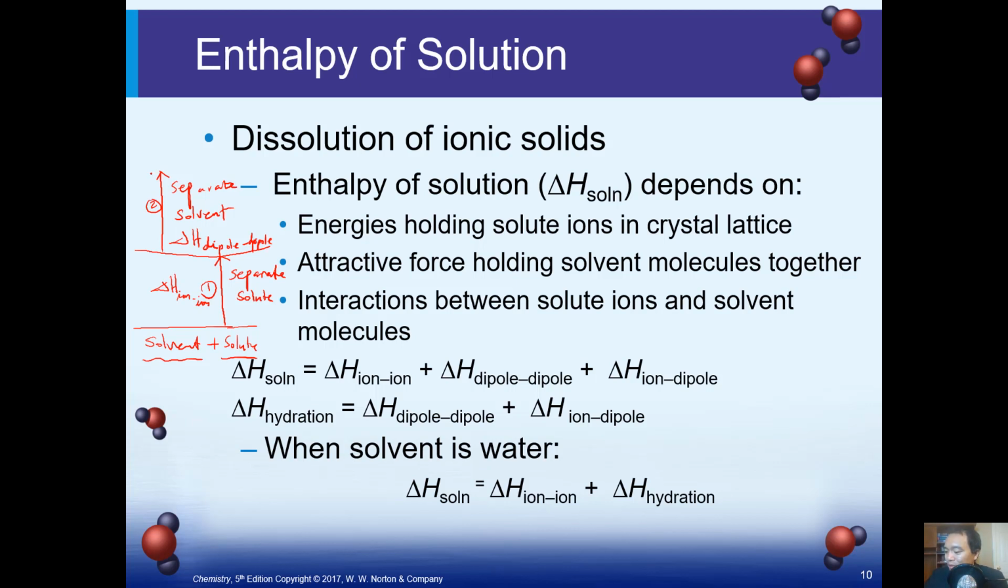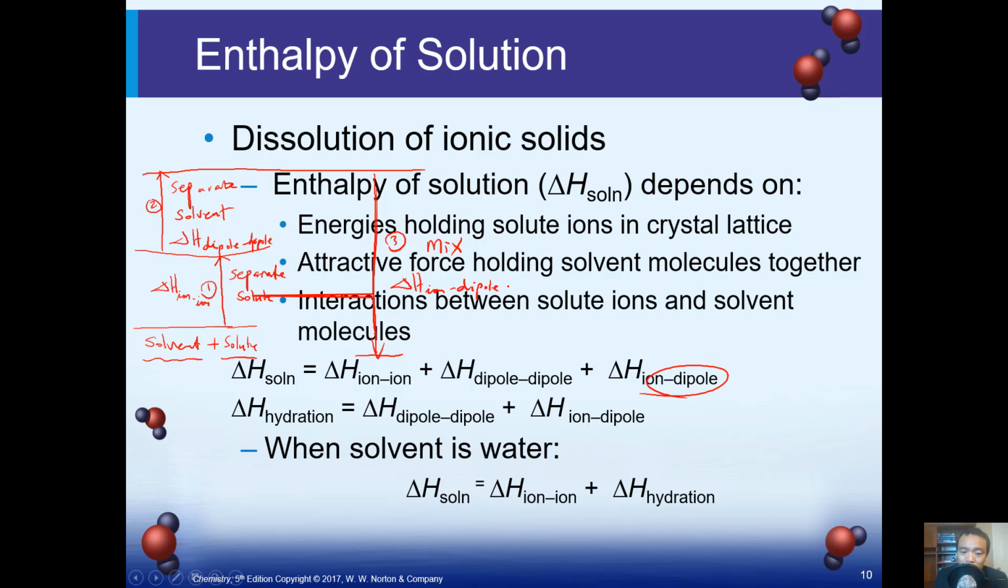Then the last step is, since you have separated both the ions and the solvent molecules, now you can mix them together. So the last step is delta H for the mixing. Since when you mix, you form ion dipole. So that's why for this step, you call that delta H for ion dipole.